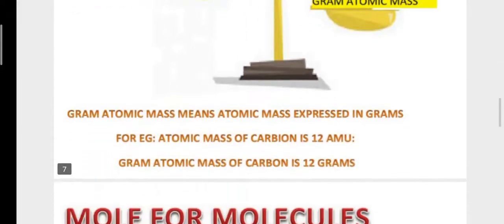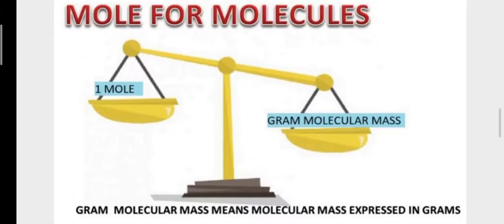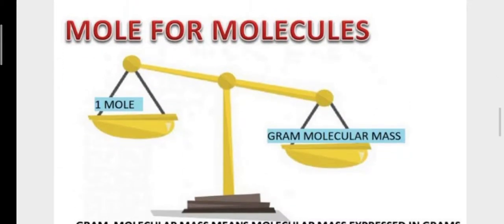Similarly, if we see for molecules, what is 1 mole for molecules? 1 mole of molecule is defined as that amount of substance which has mass equal to gram molecular mass. In other words, 1 mole of molecules of element or compounds is equal to 1 gram molecule.